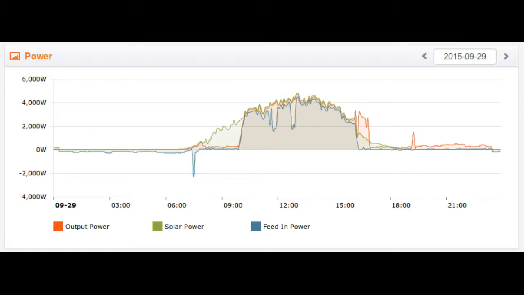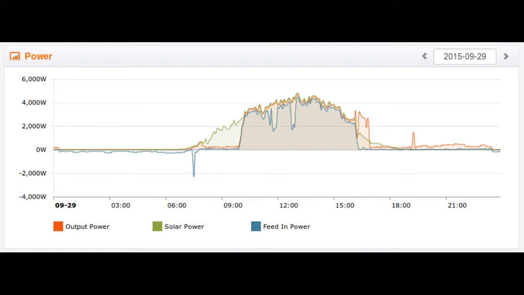So here is an example of a pretty good day where the sun was shining in the sky all day, almost no clouds, and you can see we get this lovely bell-shaped curve. The green line on this diagram is how much solar power is actually hitting the panels. The red line is how much power the inverter is converting to AC, and the blue line is how much power is being fed to or from the grid.